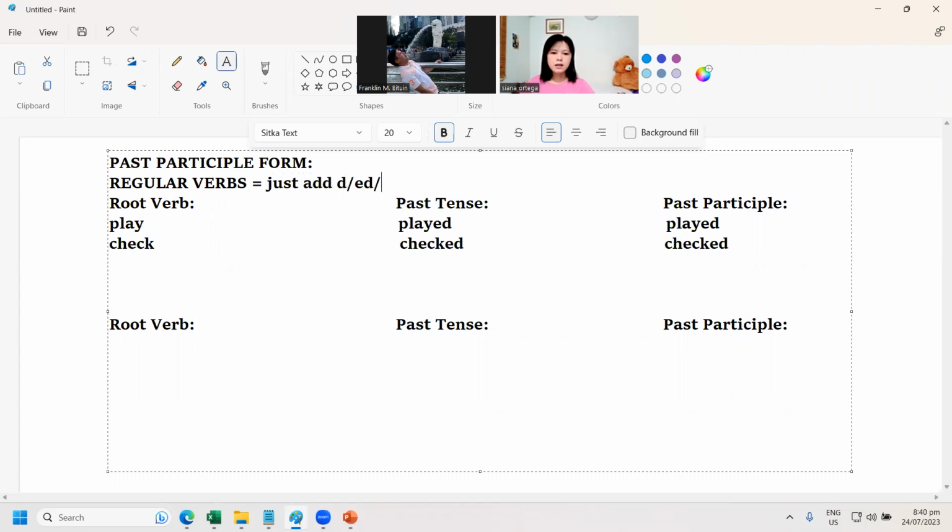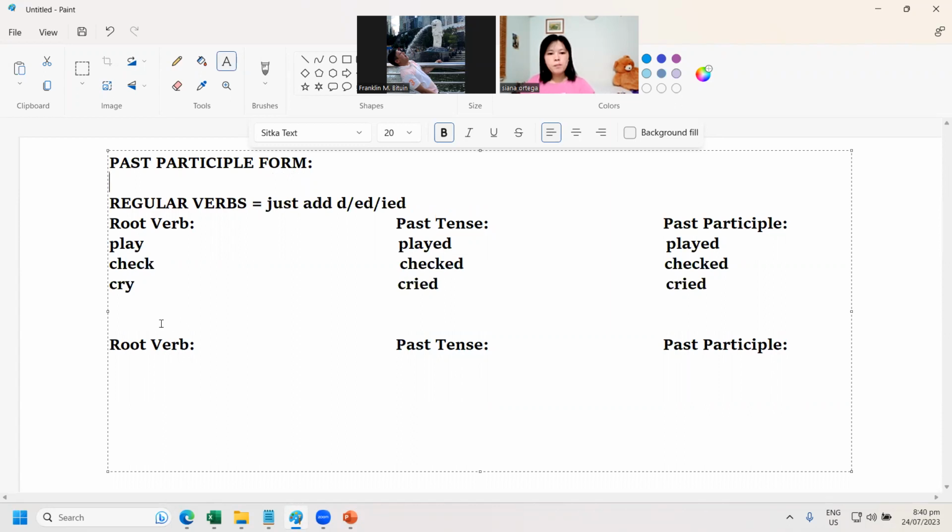D, ED, or IED. You say again study, or you say cry. Cry becomes cried. And of course, the past participle is also cried. So that's for the regular. You just add D or ED. However, for the irregular, let's copy this one. Irregular verbs.